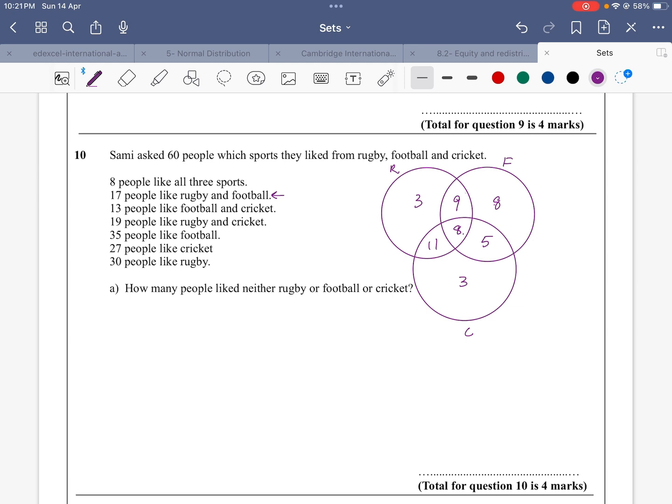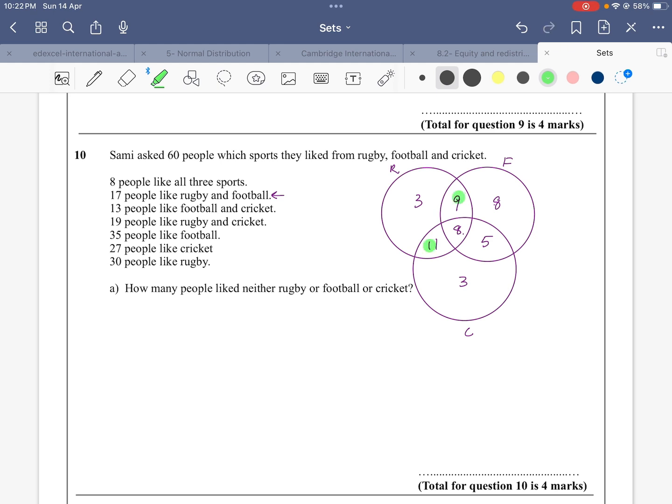17 people like rugby and football, and they haven't written rugby and football but not cricket. Right? Rugby and football means these two need to add up to 17. They haven't said not cricket. These two need to add up to 17. All the numbers have to add up to 60 people. If they don't add up to 60, then obviously we have to draw a box outside as well. But first let's see whether it's adding up to 60 or not.